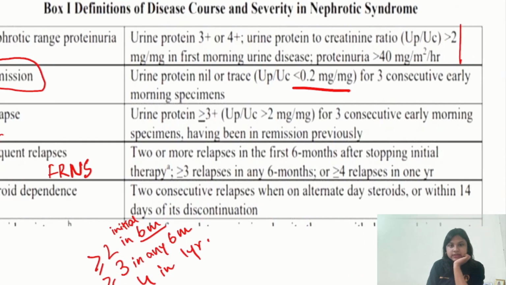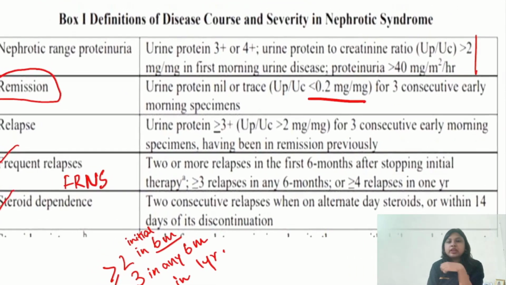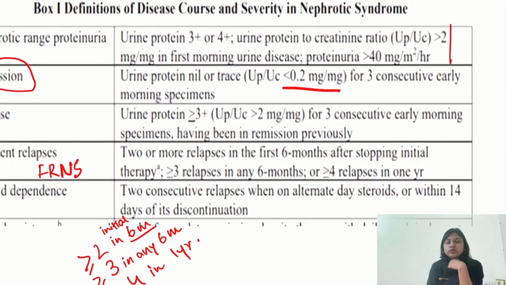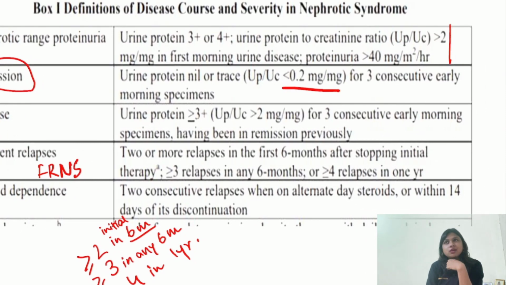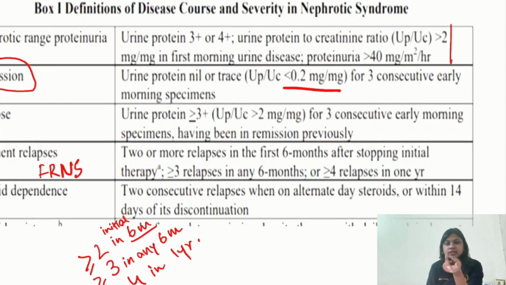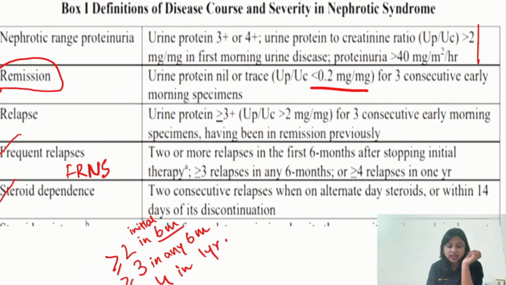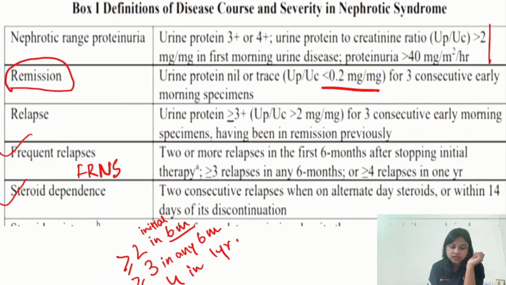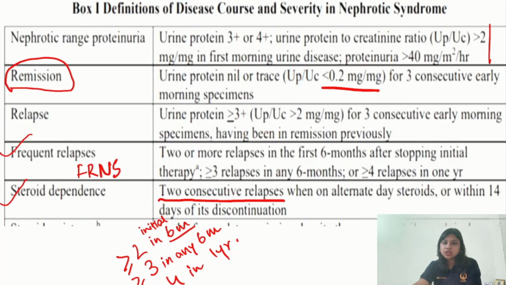Now coming to SDNS, it is 2 consecutive relapses when on alternate day steroids or within 14 days of discontinuation. We already know this, that whenever you stop the steroids, after 14 days, if the child is having a relapse, or if you're on alternate day steroids, if the child is having a relapse. But what we forget is that it is not one relapse, it is 2 consecutive relapses. Remember this, it's 2 consecutive relapses. So you make the mistake here only. So it's 2 consecutive relapses when on alternate day steroids or within 14 days of discontinuation of steroids.